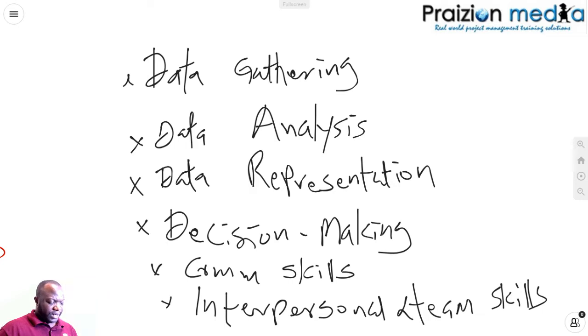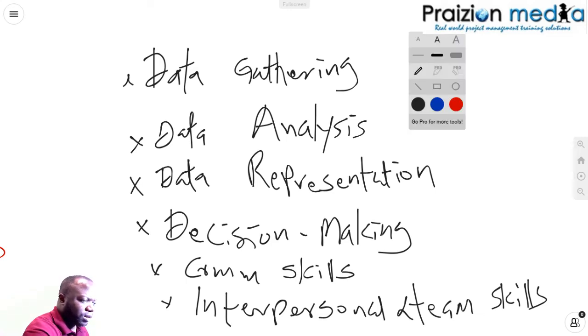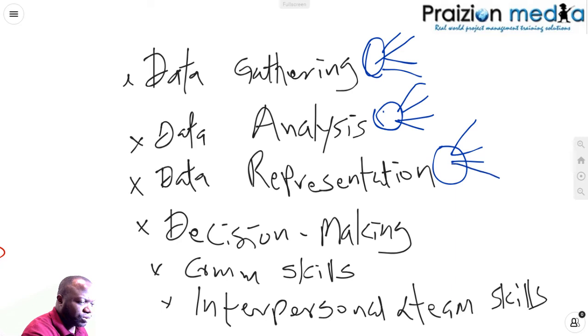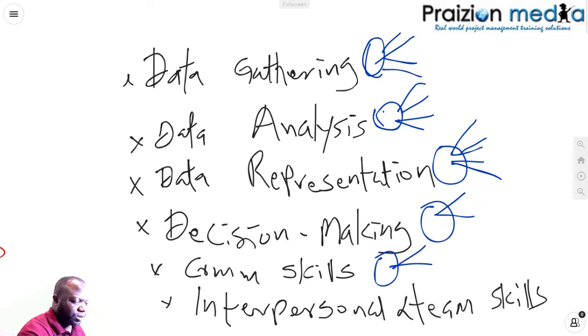And after data gathering, it goes into data analysis, and you can follow the rest. This was not in the 5th edition. That's why I'm taking time to show you that each one of these has its own pool specific to it. Data analysis has its own unique tools and techniques. Data representation has its own. Decision making, communication skills, interpersonal and team skills.